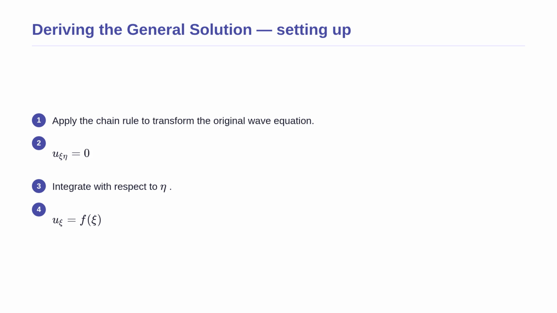Next, we integrate this equation with respect to eta. Because the derivative with respect to eta was 0, eta acts like a constant during this step. The result is a function that only depends on xi, which we call arbitrary function f of xi.